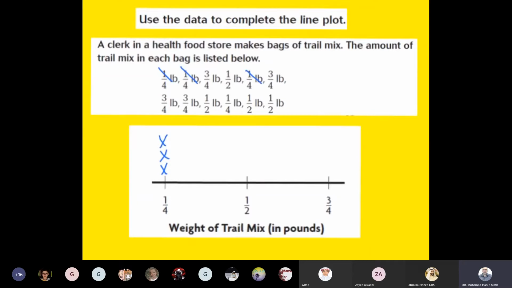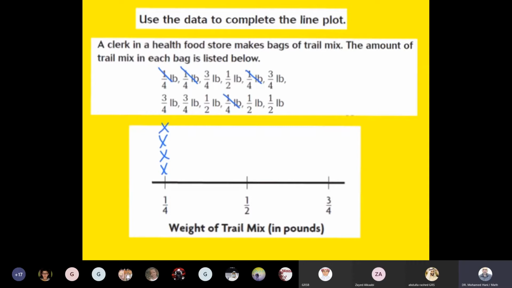Now let's continue our count. Here's another 1/4 pound, so that makes 4. So I'm going to go ahead and cross that one off as well, and I'm going to place another X in my line plot. So what I know is this. In the data set, there's 1, 2, 3, 4 1/4 pounds. And what I know is now in my line plot, I have 1, 2, 3, 4 X's to represent those 4 1/4 pound bags. Now I'm going to come across to my next number, which is our 1/2.